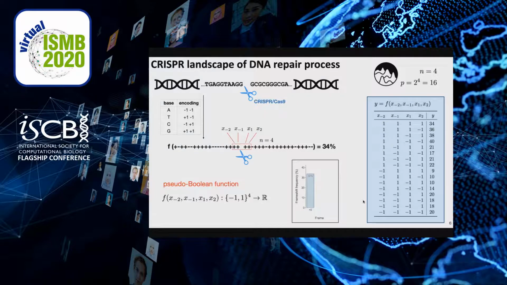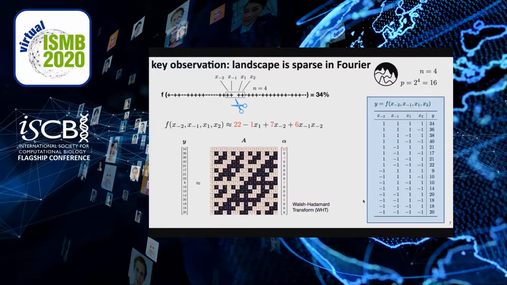So it turns out that we can write down an arbitrary pseudo-Boolean function uniquely as a polynomial whose coefficients are the Fourier transform of the landscape, which is also known as the Walsh-Hadamard transform for binary vectors. So in this case, I have taken the y vector in the table and represented y as a linear sum of the columns in matrix A, which is called the Walsh-Hadamard transform. So alpha is the Walsh-Hadamard transform of y.